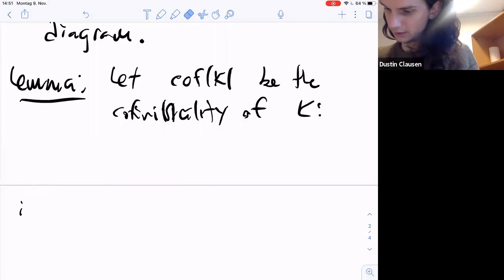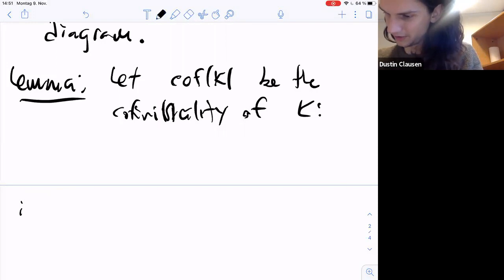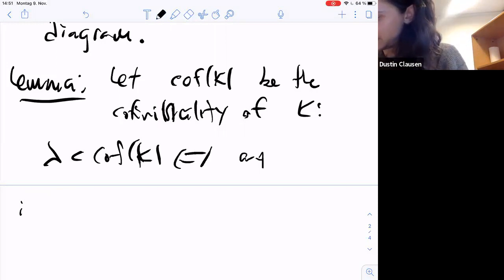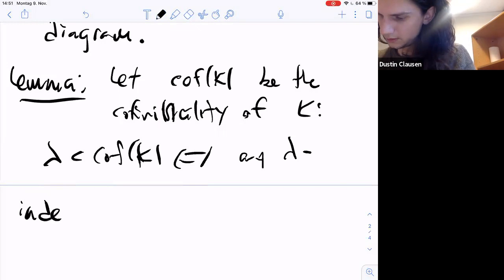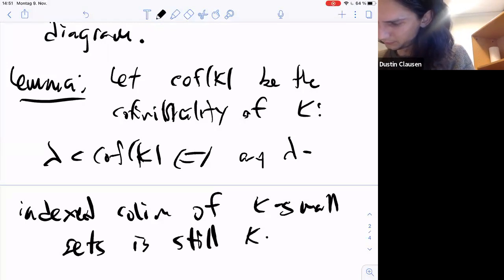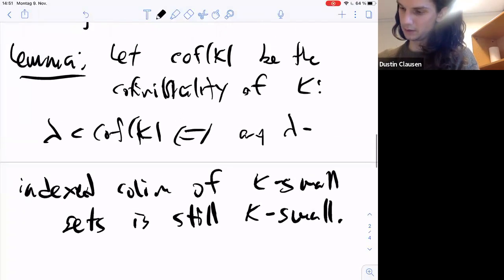Oh, I'm still erasing. There we go. Lambda is less than the cofinality of kappa if and only if any lambda indexed sum, colimit of kappa small sets is still kappa small. Colimit? Limit? Colimit. Okay, sorry. Yeah. Right.